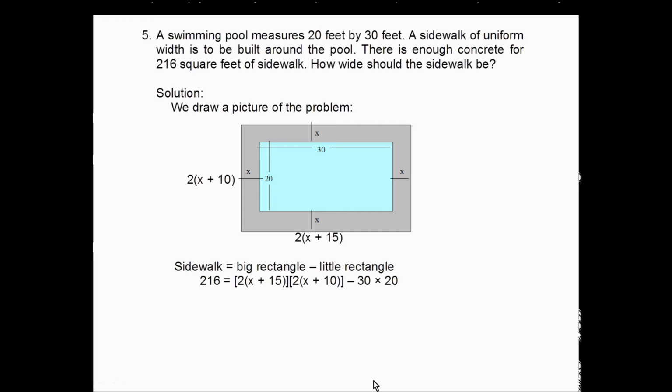Now we've got some number crunching to do. I can do 30 times 20 and get 600. Before I do my foiling, let me do the 2 times 2 to get 4. So I've got 216 is equal to 4 times x plus 15 times x plus 10 minus 600. Now I can tell you the reason for factoring out the 2's. All of these numbers outside parentheses, 216, 4, and 600, are divisible by 4. I can make my number smaller.